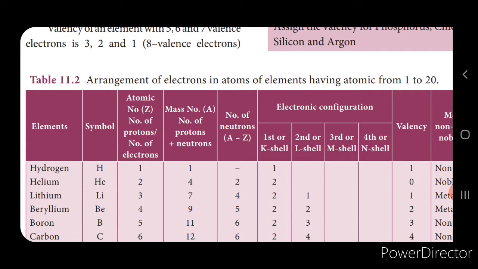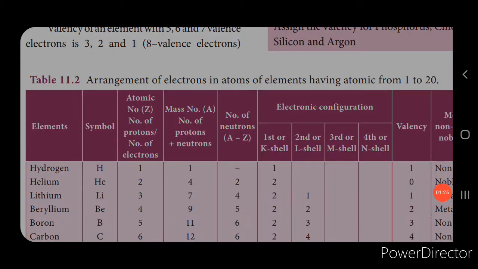Since lithium has 1 electron in the valence shell, the valency is 1. Beryllium contains 2 electrons in the valence shell, that is the outermost shell, so the valency is 2. Boron contains 3 electrons in the L shell, that is the valence shell, so the valency is 3. Carbon contains 4 electrons in the outermost shell, and its valency is 4.